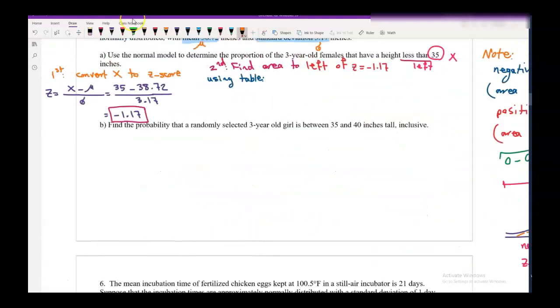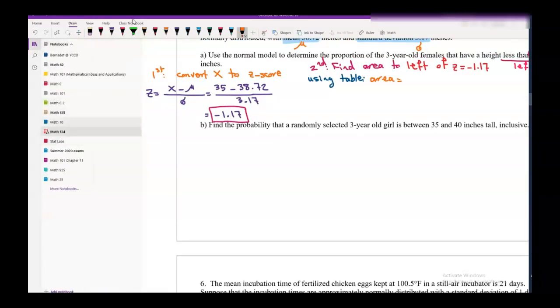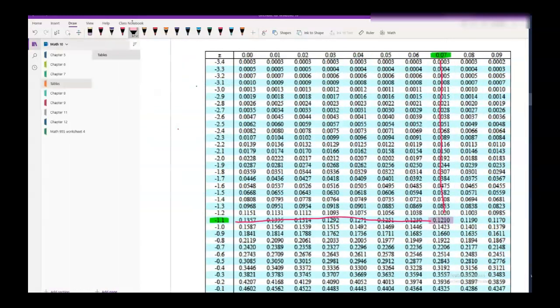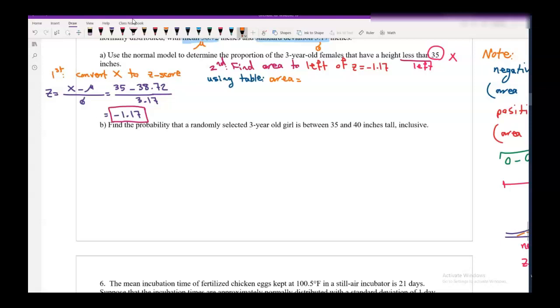Now back to our example here. Now I want to find the area using our table. Z is -1.17. This is -1.1, and on top we have 0.07. Add these two to get -1.17. So using this row and this column, the answer here is 0.1210. This is not exactly equal to this number because on the table all of those numbers are rounded to 4 decimal places.